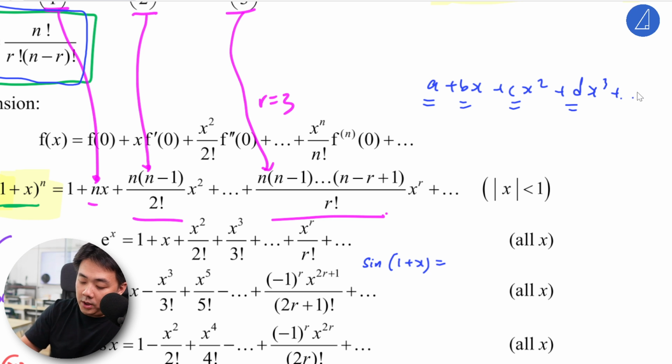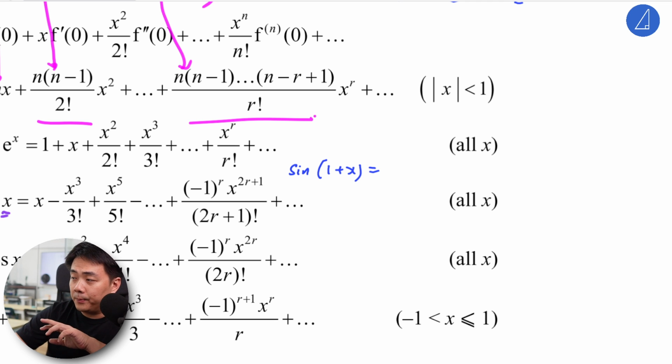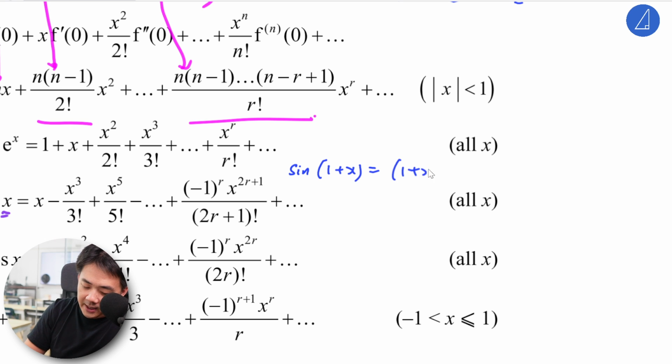The moment you do, for example, 1 plus x, I've seen some notes say that it's because 1 plus x is not small. Actually, this is not really true, because translation is not about whether it's small or not. It's more that when you translate it, it becomes a Taylor series. So this will be 1 plus x cubed over 3 factorial, plus 1 plus x to the power 5 over 5 factorial.